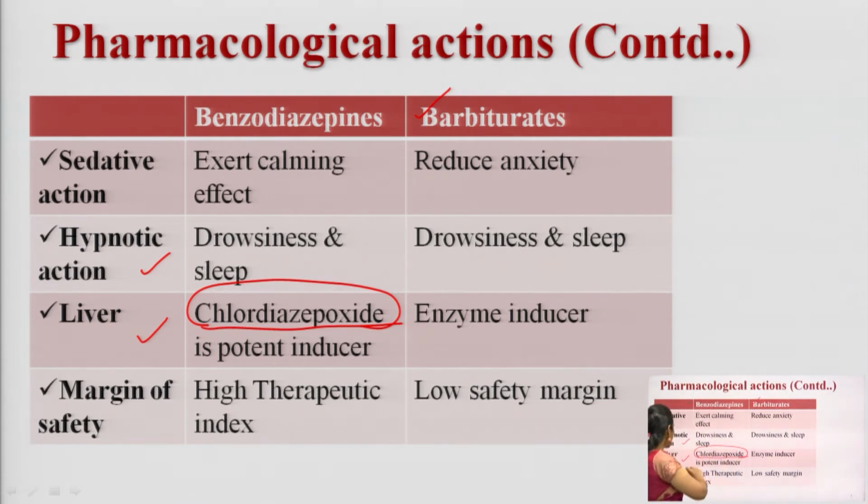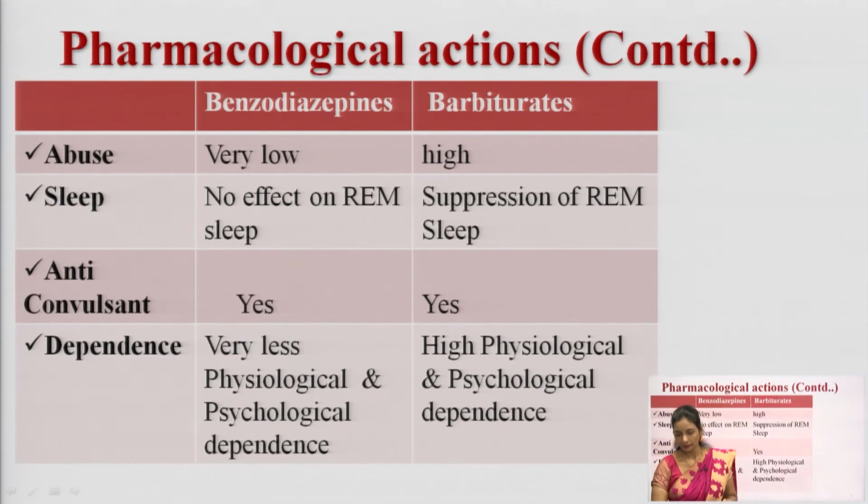Okay. And what is the margin of safety of benzodiazepines? The margin of safety is very high for the benzodiazepine drugs. The margin of safety is very low for the barbiturate drugs. Okay. And what is the abuse rate of benzodiazepines? The abuse rate of benzodiazepines is very low. Benzodiazepines do not produce abuse. But what about the barbiturate drug? The barbiturate drug will produce abuse. Okay, it has a high abuse rate.